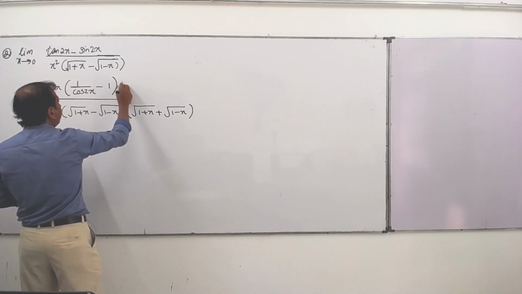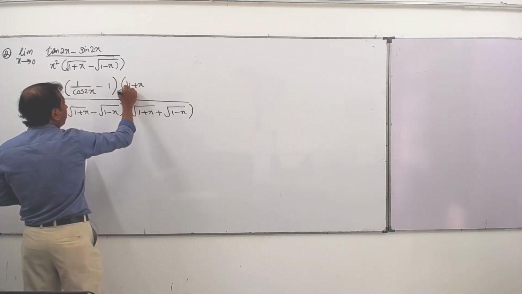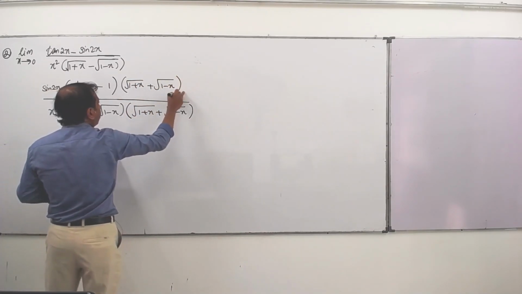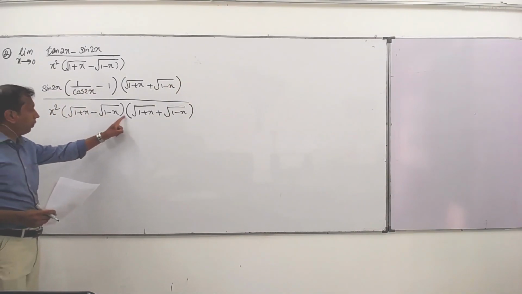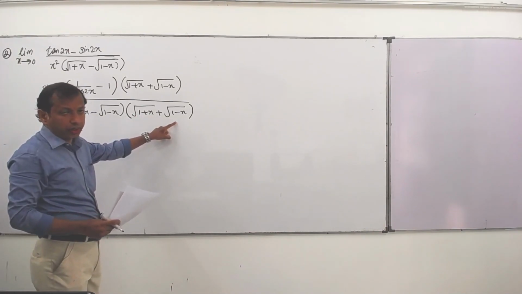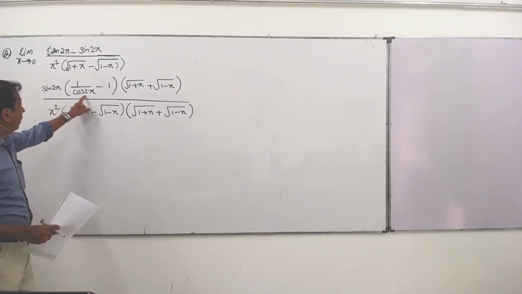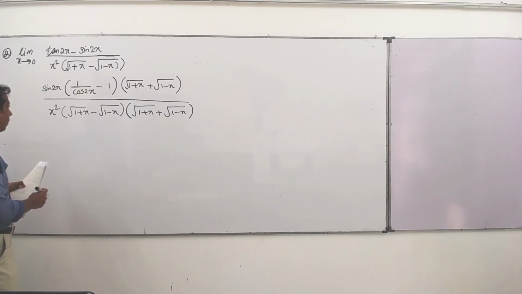By the same conjugate we multiply the numerator: root of 1 plus x plus root of 1 minus x. This way, right? Now here, this is a minus b into a plus b, that you can write as a squared minus b squared. Here I can take this cos 2x as the common denominator, 1 minus cos 2x comes in.